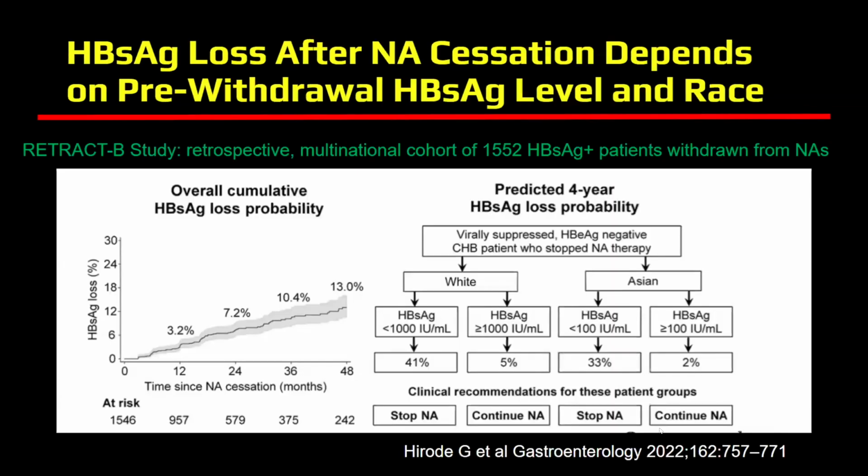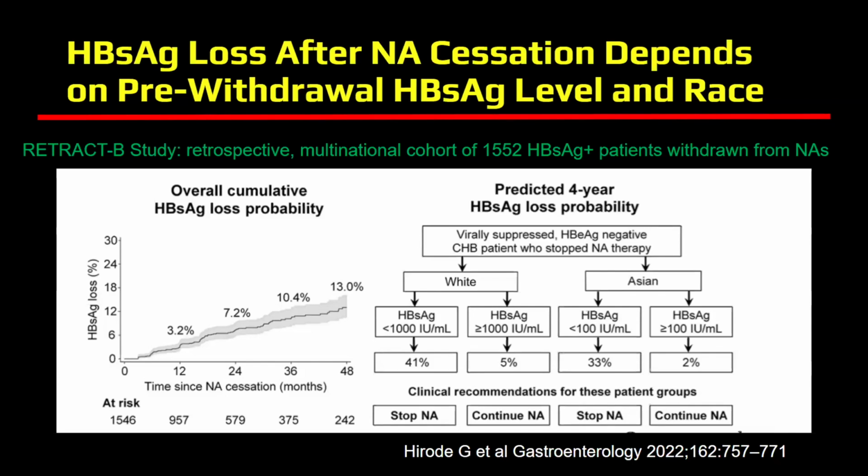And this data you've seen from Professor Lim. This is data from the RETRACT study, a large multinational cohort of over 1,500 patients who were surface antigen positive and were withdrawn from nucleoside analog therapy. The cumulative rate of surface antigen loss in this cohort was 3.2% at 12 months and rose to 13% at 48 months. But there were several important findings that emerged from this study.